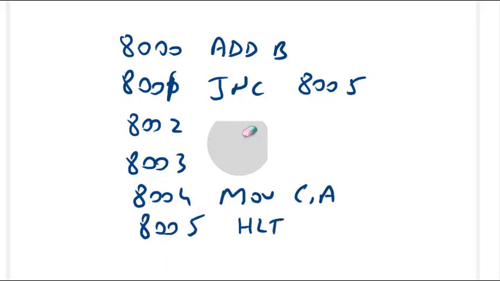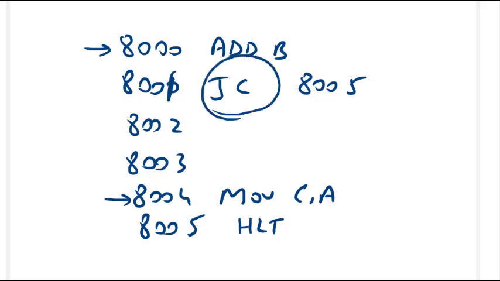Now let us make some change. Suppose I change this to JC, so what will it do? It will add A plus B, and the condition is jump if carry. If carry is generated, that is, the carry flag is set, then it will directly jump to 8005 and this part is skipped. But if no carry is generated, there is no jump and it will go in sequence. This is called a conditional jump.